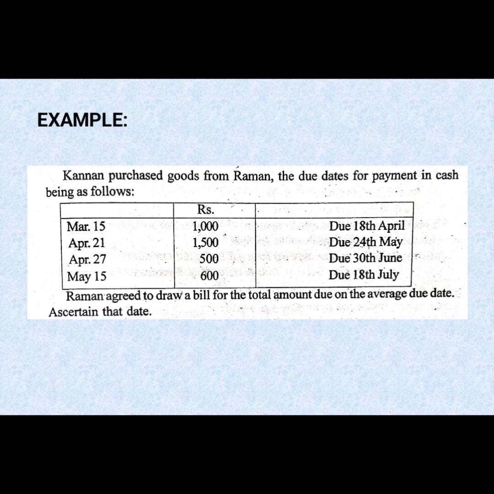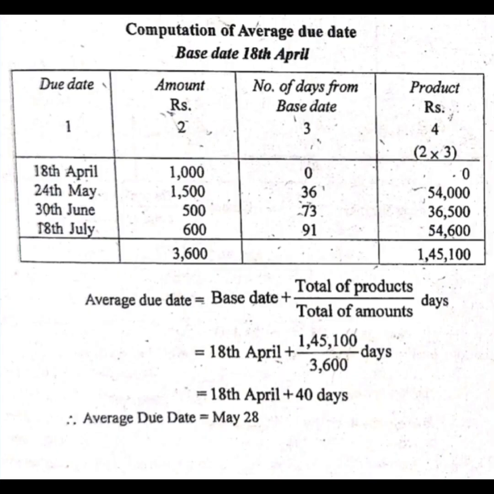There are totally 4 dates given: March 15, April 21, April 27, May 15. We should not take these dates as the due dates. We should take the third column, due dates: 18th April, 24th May, and so on. So we should keep the amounts the same, and then we enter the solution. Computation of average due date.